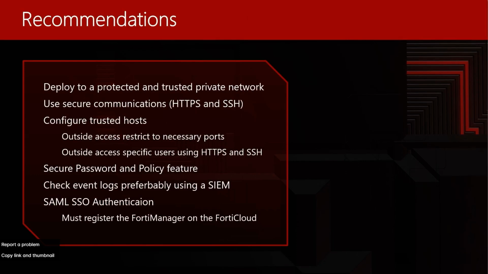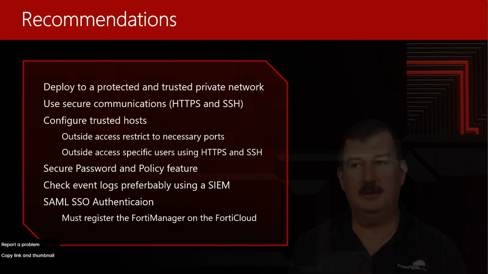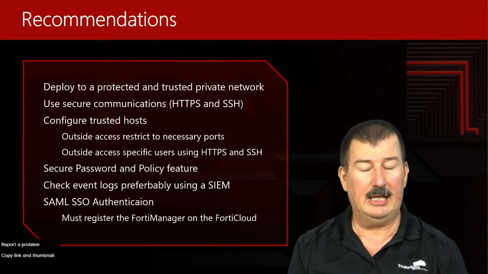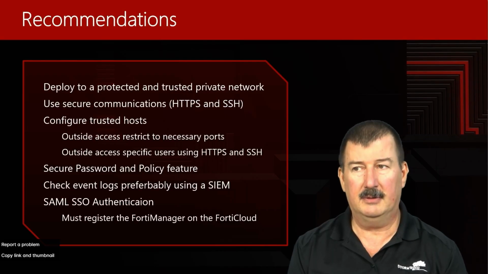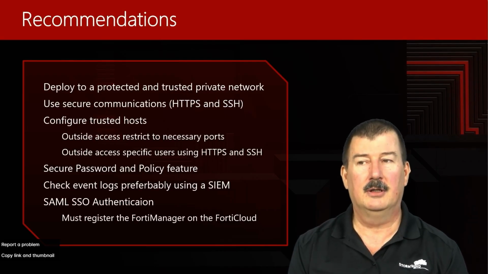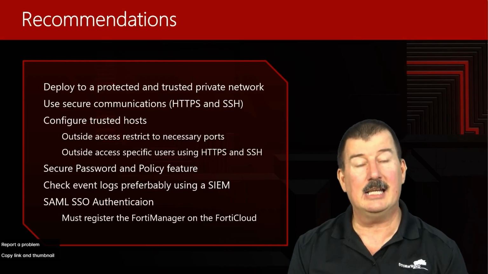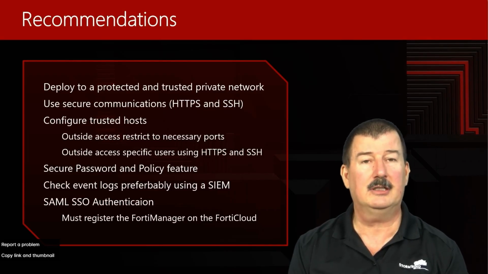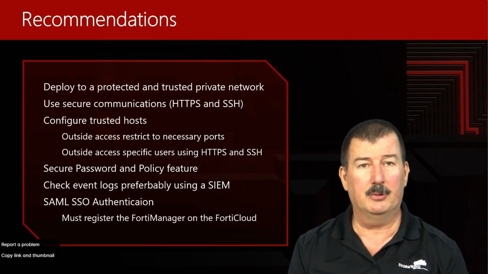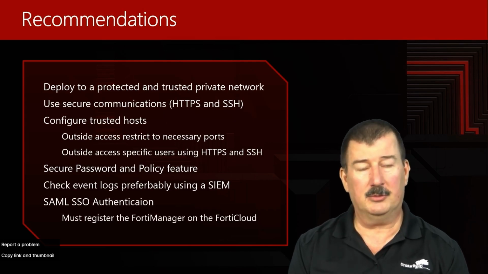So, some recommendations: you're going to deploy to protected and trusted private networks. You want to use HTTPS and SSH, not HTTP. You want to configure trusted hosts to restrict access in. If you do allow from the outside world, you restrict it to only the necessary ports that you saw in the previous slide. You do not want to allow just anybody to hit SSH and HTTPS. You want to try to restrict that as best as you can if you're going to allow it from the outside world. Secure passwords and policies.